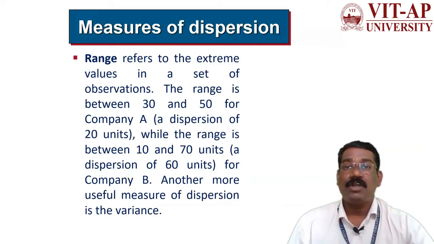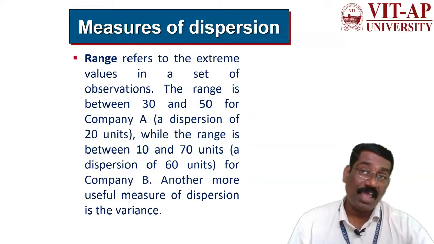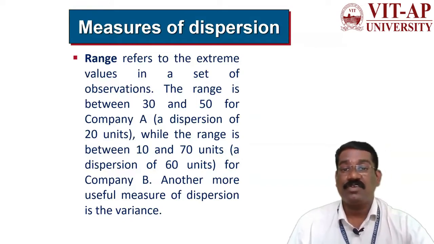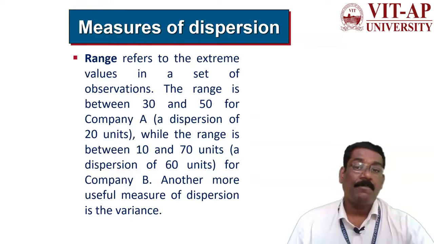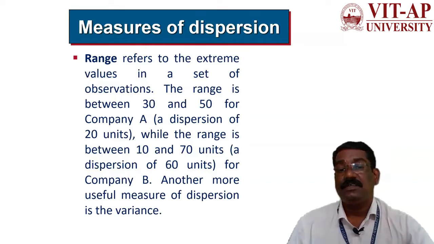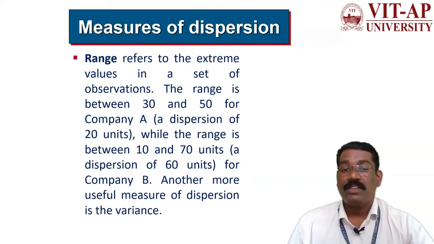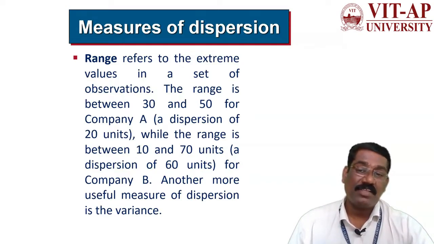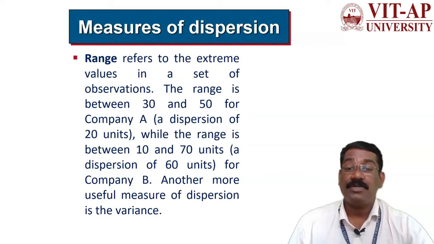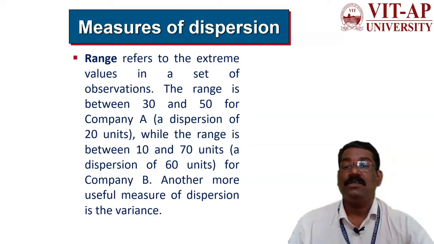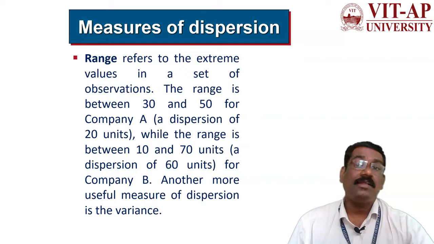If you ask me what the range is, range refers to the extreme values in a set of observations. The range is between 30 and 50 for company A, a dispersion of 20 units, while the range is between 10 and 70 units, a dispersion of 60 units, for company B. I think this will tell you what the range is.